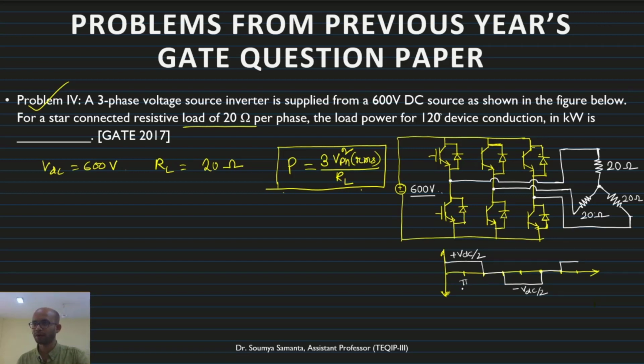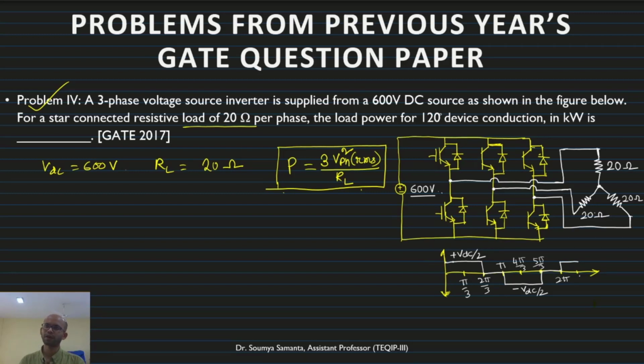So this is pi by 3, this is 2 pi by 3, this is pi, 4 pi by 3, 5 pi by 3, and this is 2 pi. So this is the phase voltage waveform. Suppose this is the R phase. Y and B phases are shifted by 120 degree from this one.